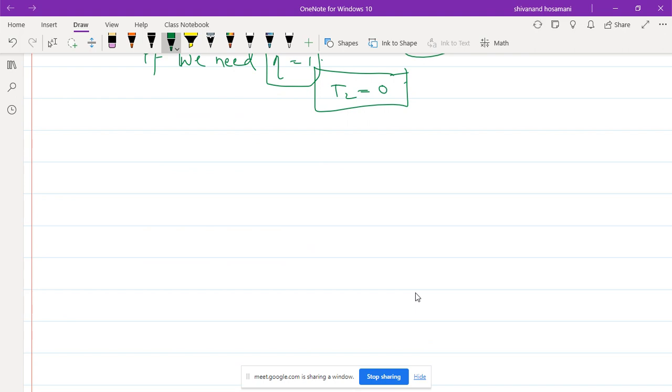You cannot design 100% efficient Carnot engines or reversible engines. Irreversible engines are possible. Reversible engines are practically impossible, till now. Okay.